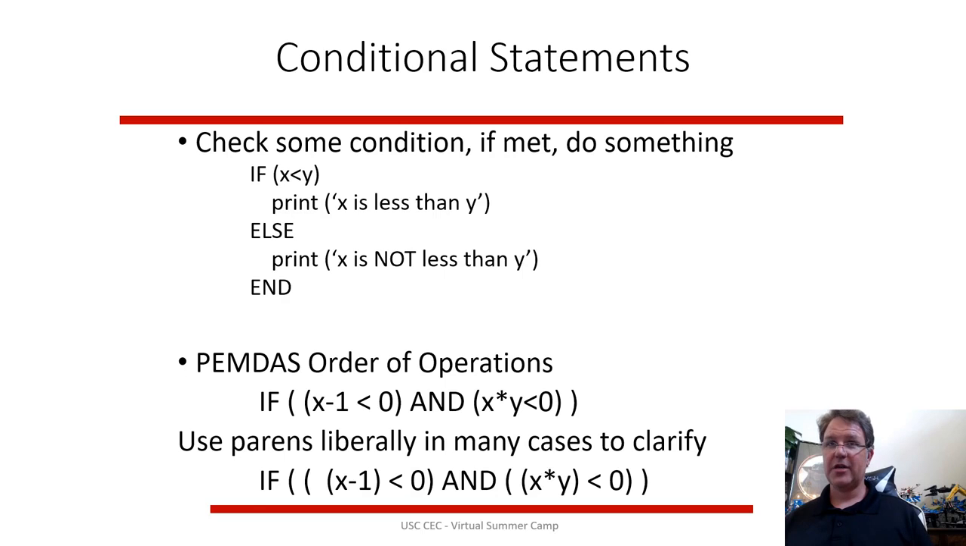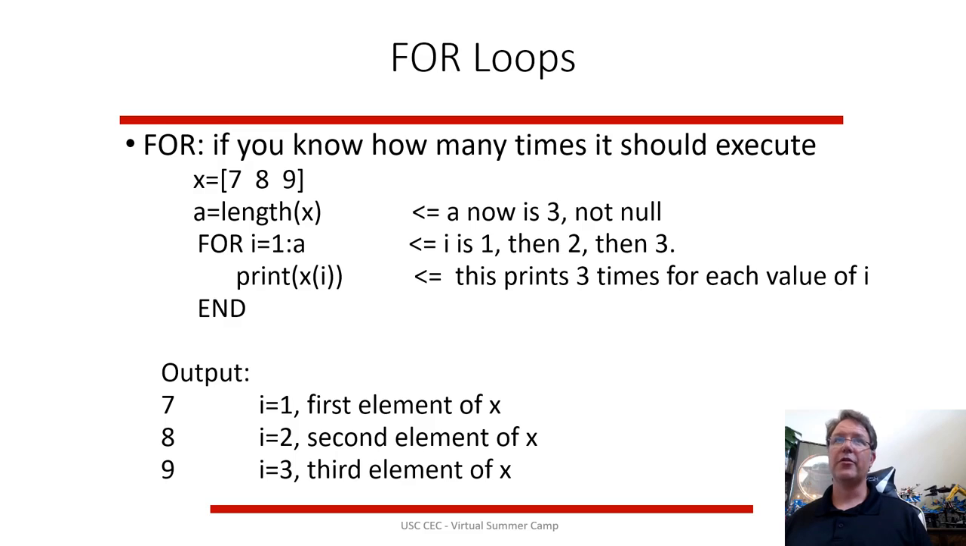So in this case, check x minus 1, is that less than 0? Check x times x, is that less than 0? If both of these are true, then the overall statement is going to be true. So that's what I mean by putting more parentheses in. And maybe sometimes if you don't trust your assessment of PEMDAS order of operations, you may want to put a bunch of parentheses. A for loop is important if you know how many times you want to do something.